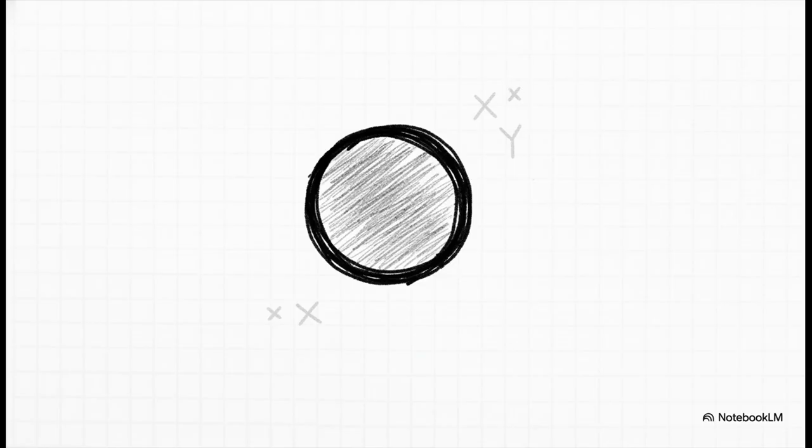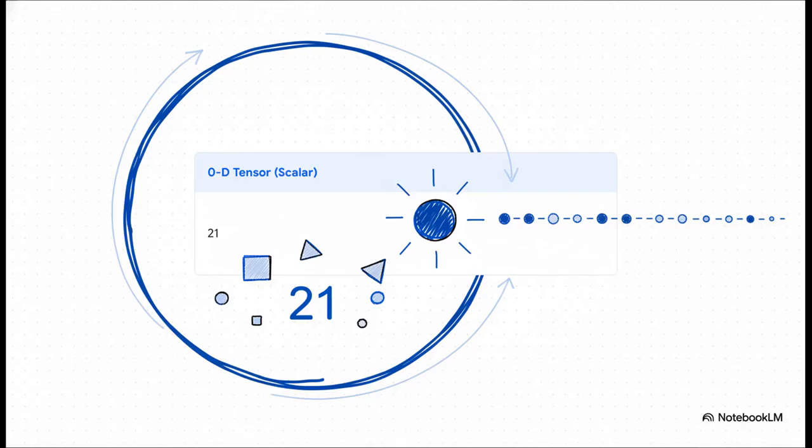Okay, our starting point is dimension 0. This is a 0D tensor, which we'll also hear called a scalar. The best way to think about it is like a single atom of information, just one number, all by itself. It doesn't have any length or width or depth. It just exists. Like, say, the number 21. By itself, it's just a value, but it could represent anything, right? The temperature, someone's age, or maybe the brightness of a single point of light. This is our most basic building block.